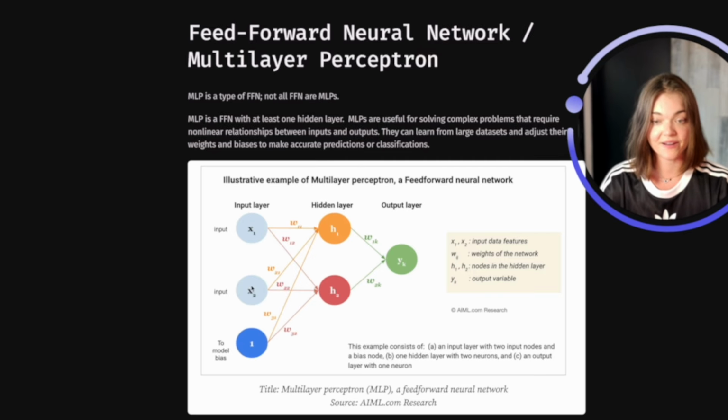So here we have the input layer. This is the bias, etc.